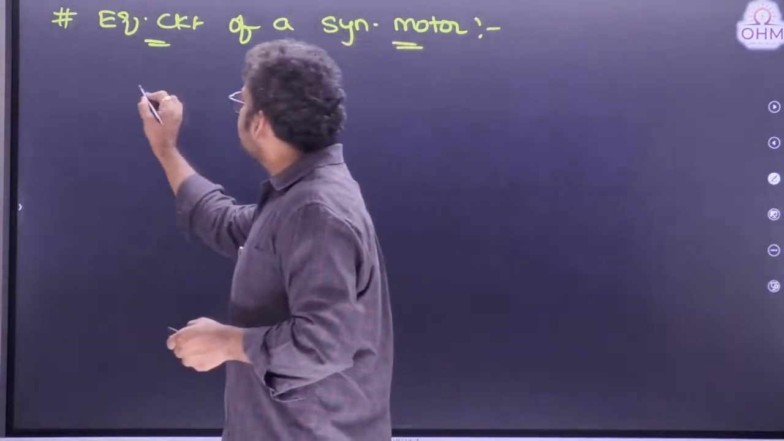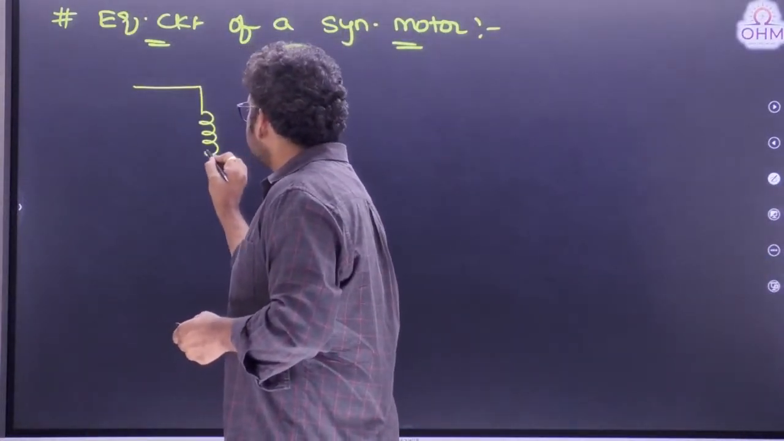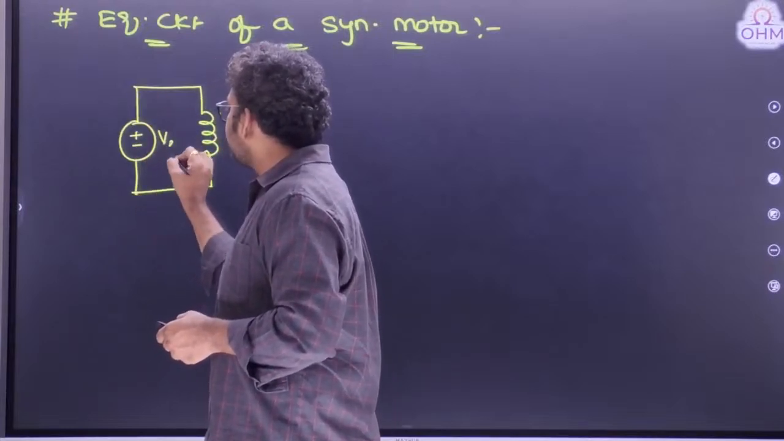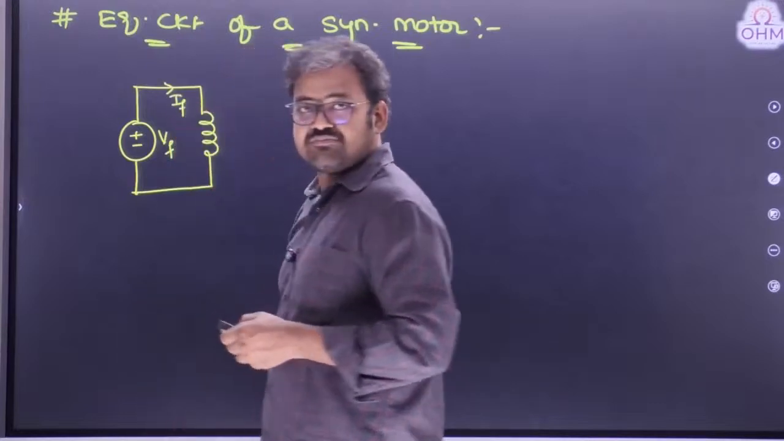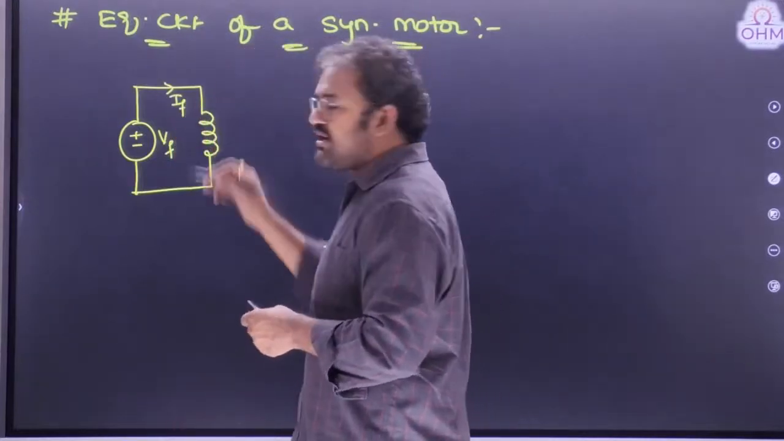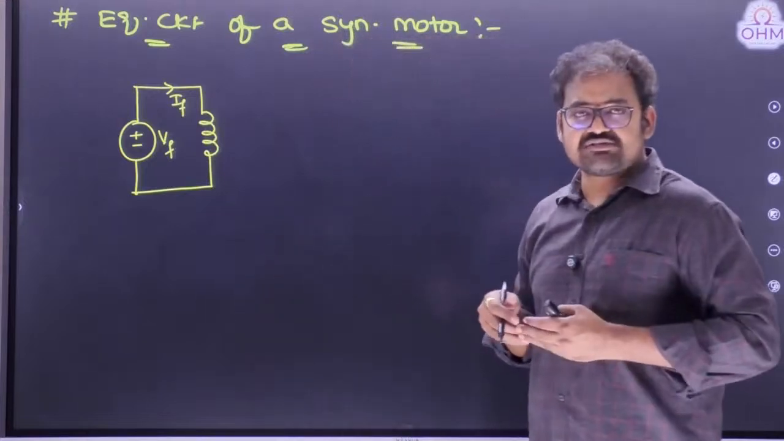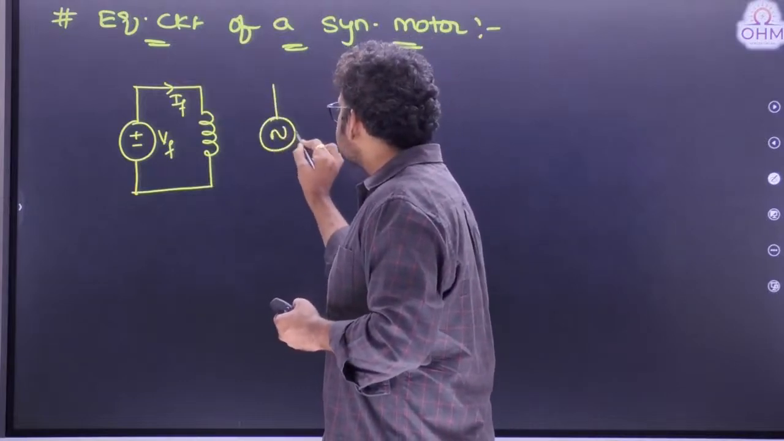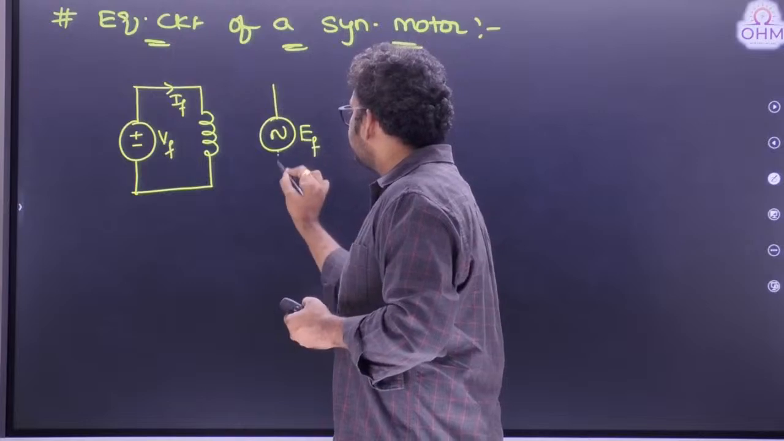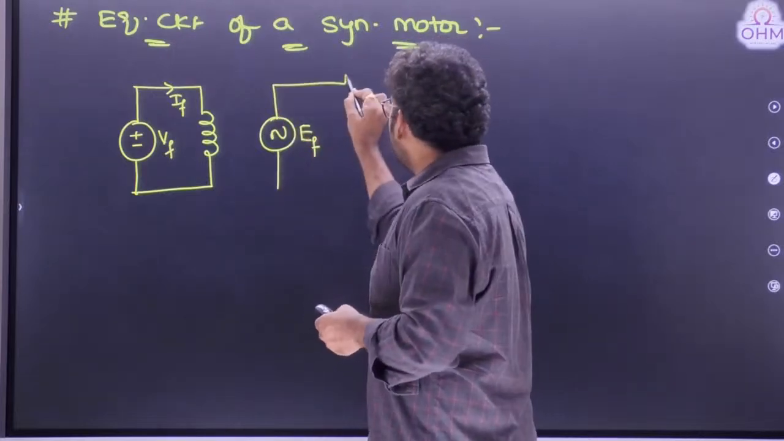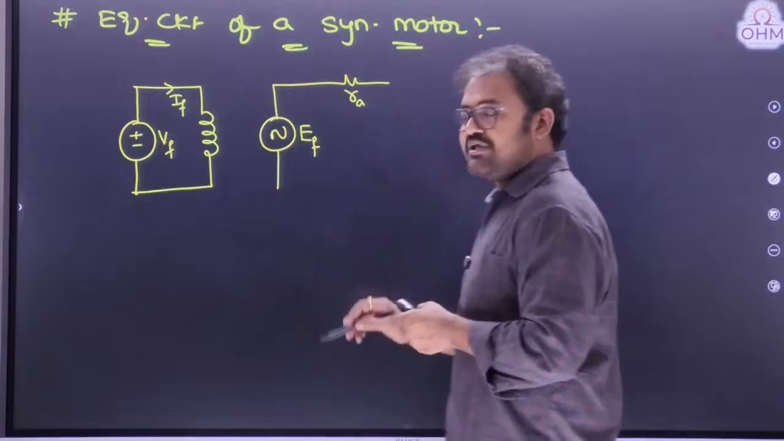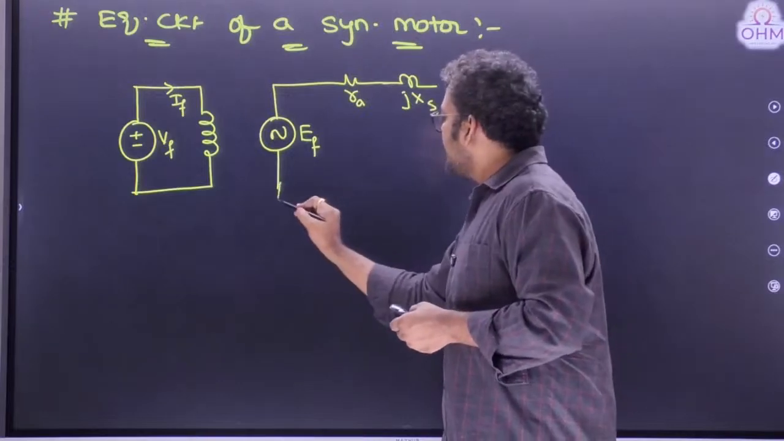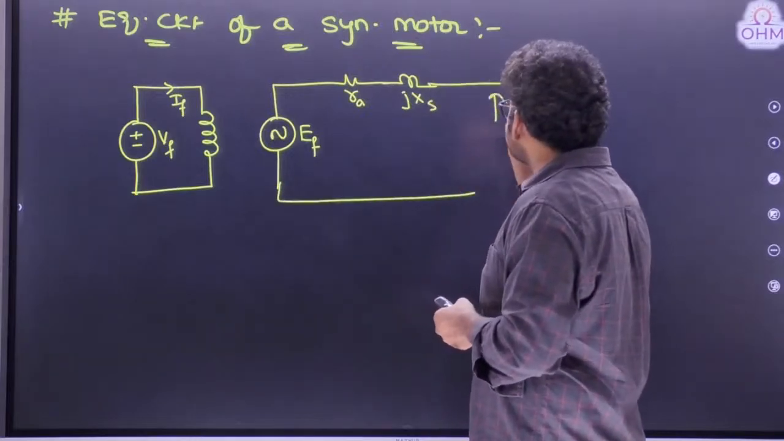So the field circuit is as usual. This is the field winding excited using a DC supply. This is the field voltage, and this is the field current. Coming to the armature circuit, this field current will develop a flux known as the field flux. That field flux will induce an EMF in the armature winding. We call it the field induced EMF. The armature winding will have some resistance, that is RA, and a synchronous reactance, that is XS. And then finally we have the supply source here.